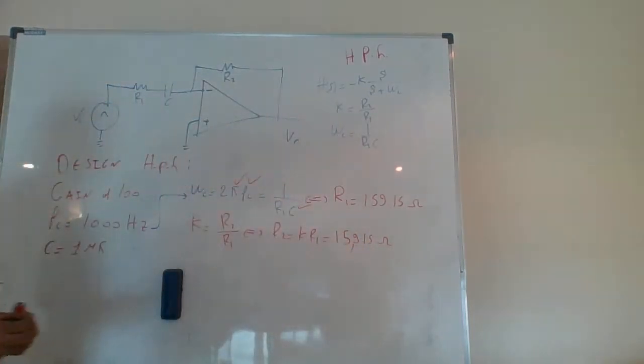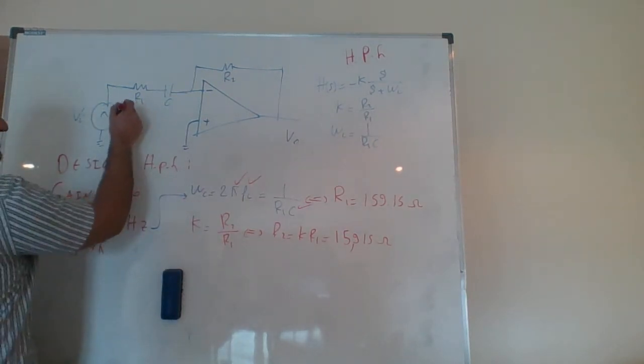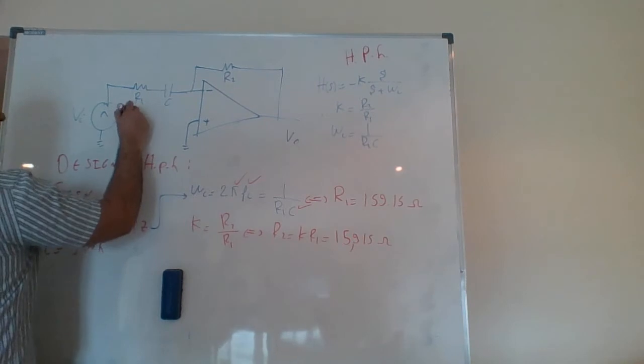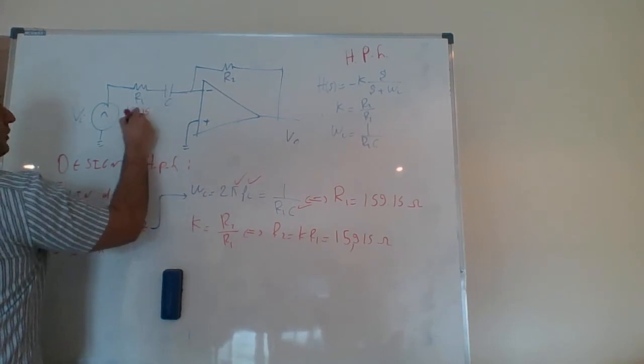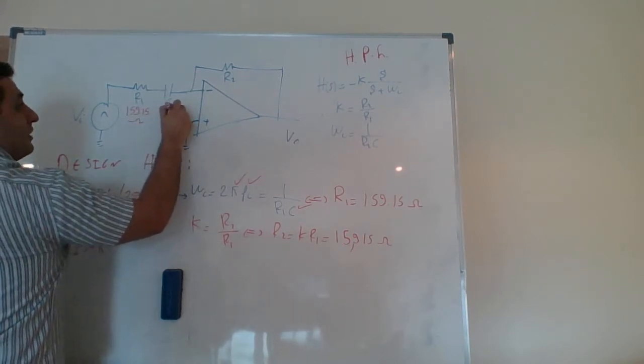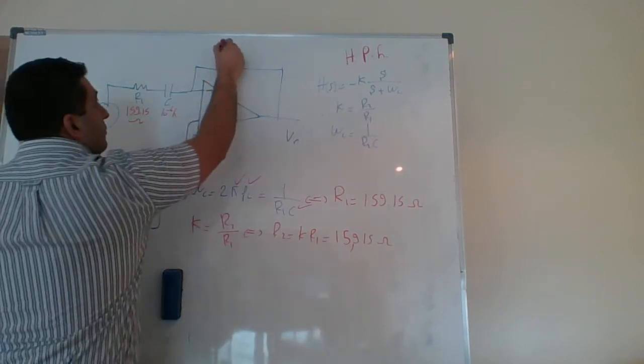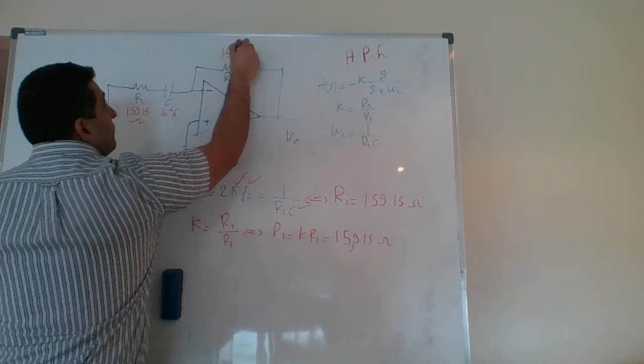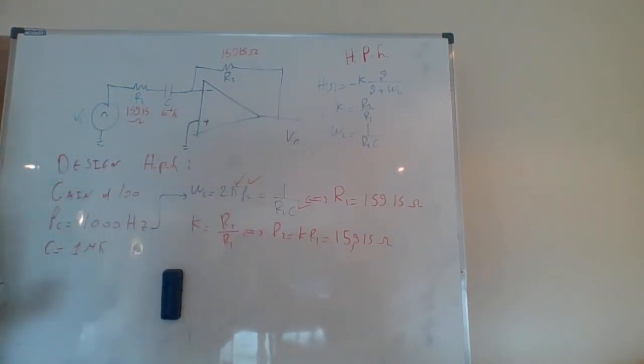K is 100, so R2 is equal to 100 times R1. R1 is found to be 159.15 ohm, with this 10 to the minus 6 farad, and R2 would be equal to 15,915 ohm. Is that clear?